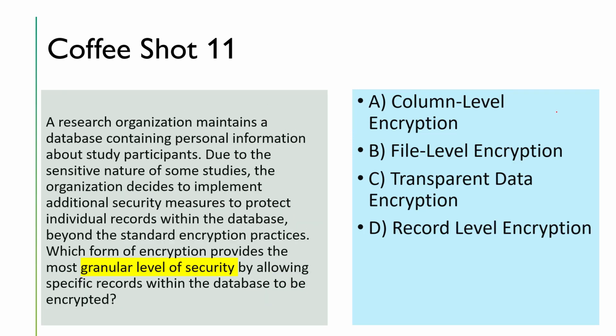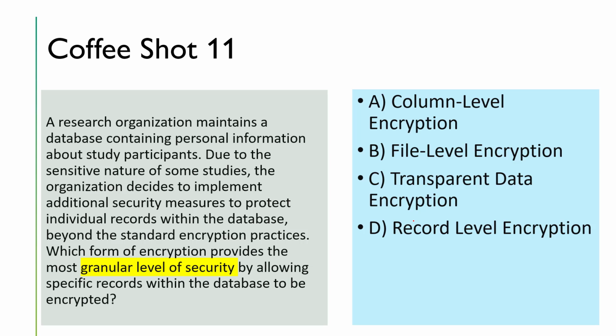Last question. A research organization maintains a database containing personal information about study participants. Due to the sensitive nature of some data, the organization decides to implement additional security measures to protect individual records within the database beyond the standard encryption practice. Which form of encryption provides the most granular level of security by allowing a specific record within the database to be encrypted? Option A, column level, but that encrypts the entire column.